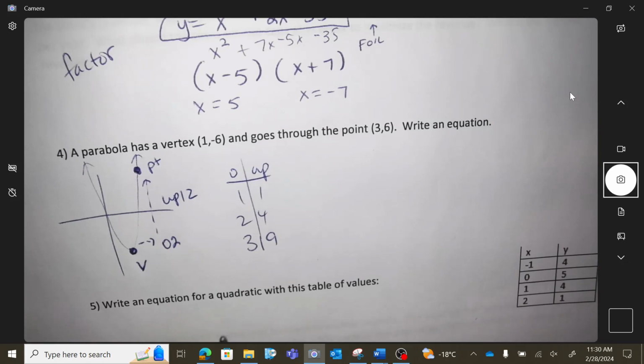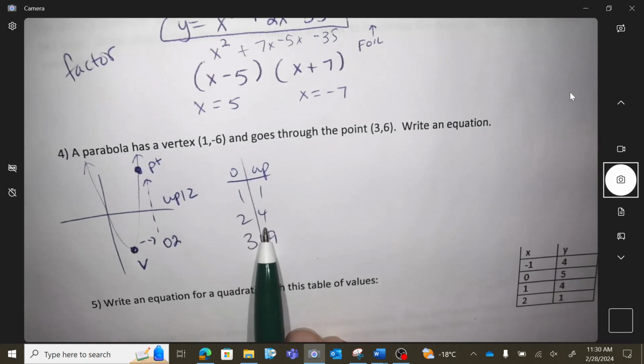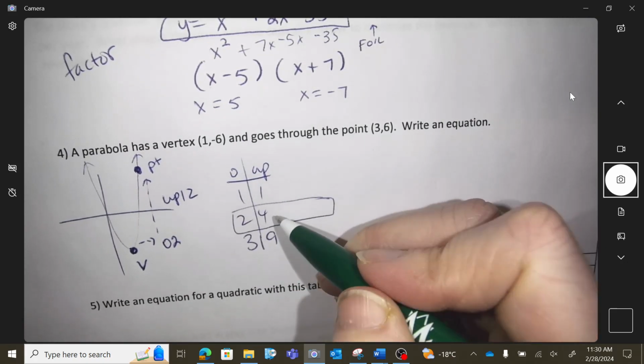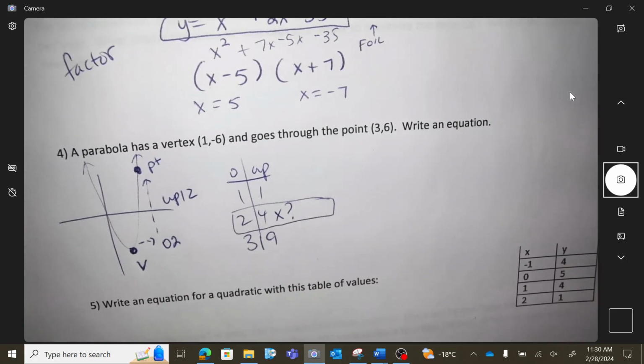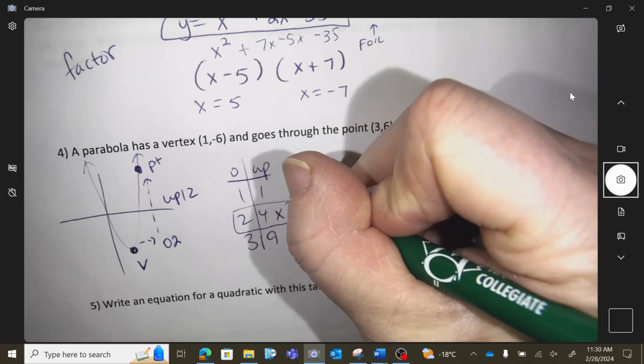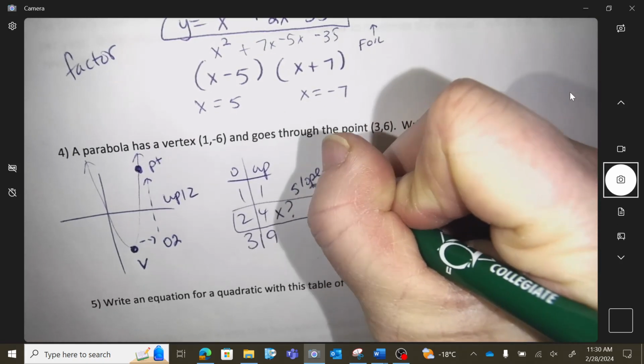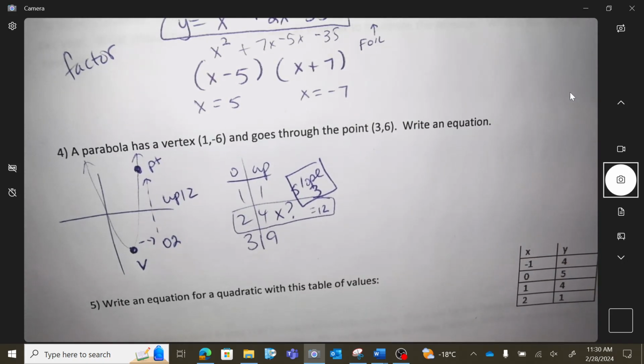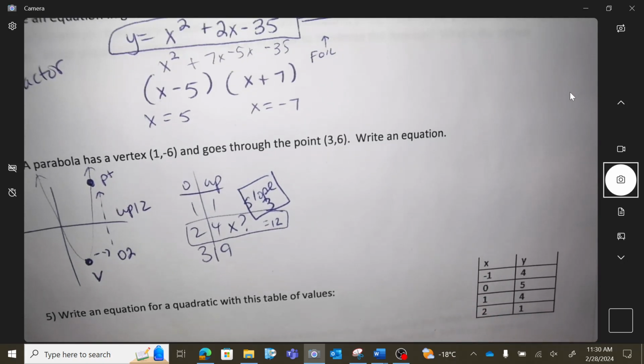So when I was to go over 2, I should have gone up 4. But I went up 12 instead, so what is my multiplier? So I have a 3 slope. Okay, so my slope is 3.